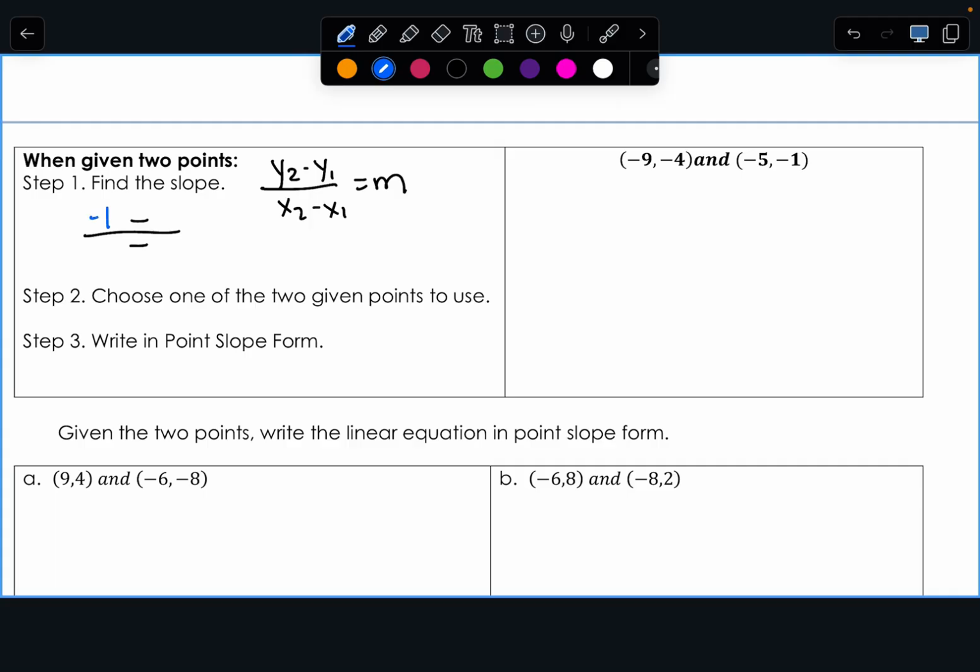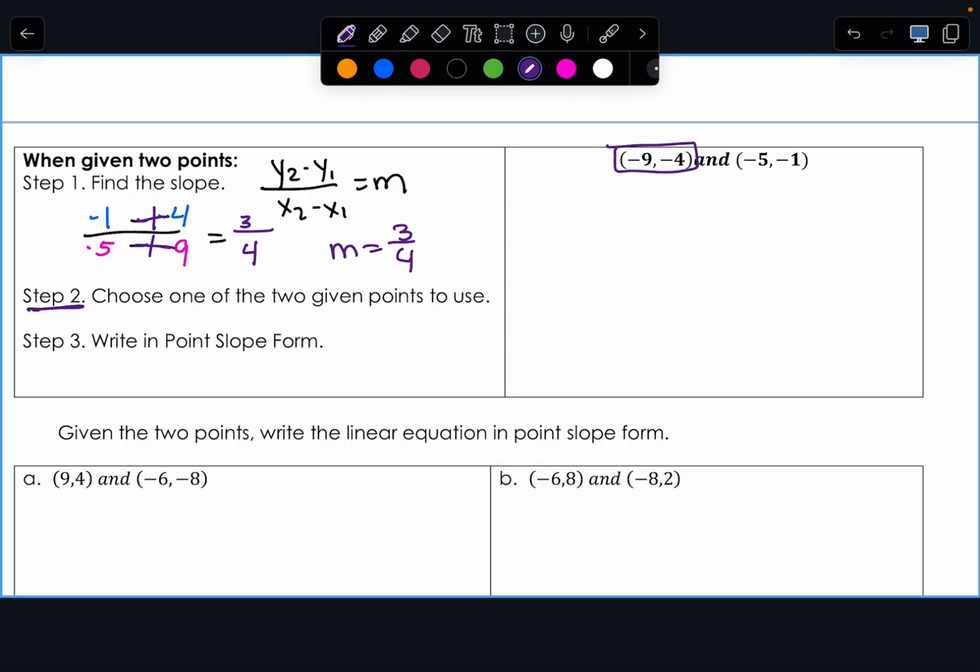We have our y's, -1 minus -4, all over our x's, -5 minus -9. Double negative here becomes positive, making that a 3. Double negative becomes positive, -5 plus 9 is 4. So my slope is 3/4. Second step says choose one of the 2 points given and use that one. It does not matter. I'm just always going to use the first one for the most part.